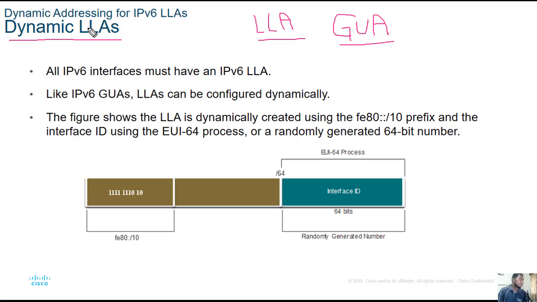Have a look at this figure here. Notice that the LLA is dynamically created using the FE80::/10 prefix, and then the interface ID using the EUI-64 process, or it can use a randomly generated 64-bit number.